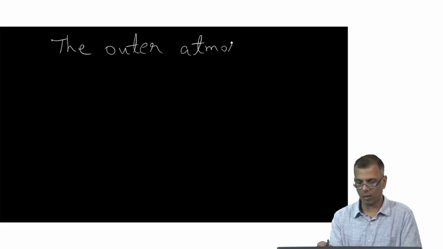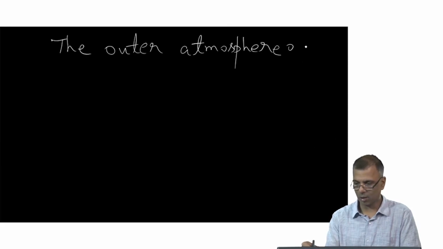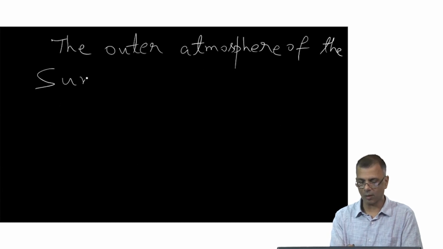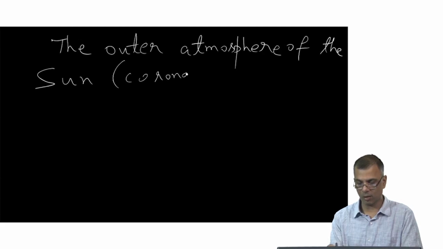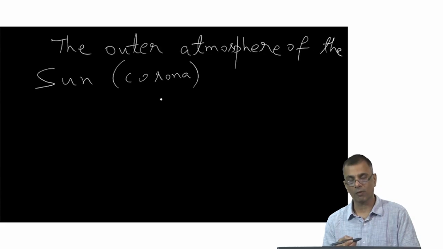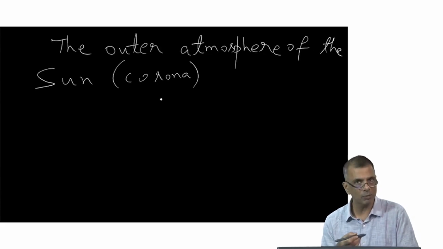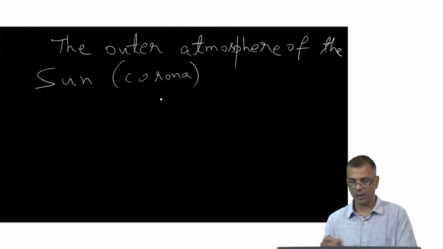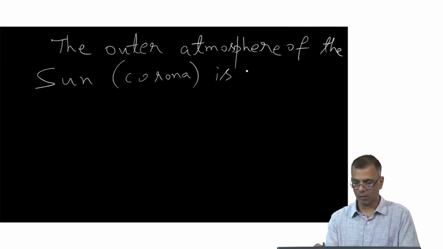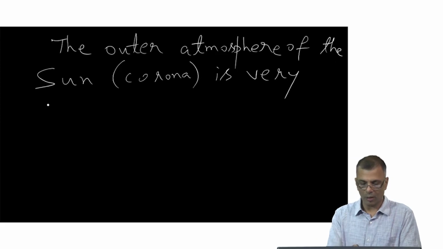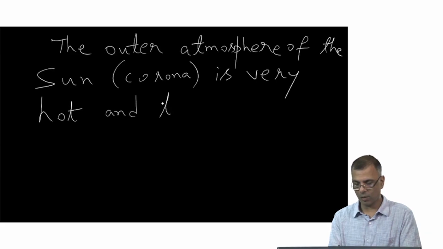atmosphere of the sun, our sun, which is called the corona, which is very thin and quite hot, and it's not directly visible to us except during eclipses, right? Very hot and tenuous, very thin.